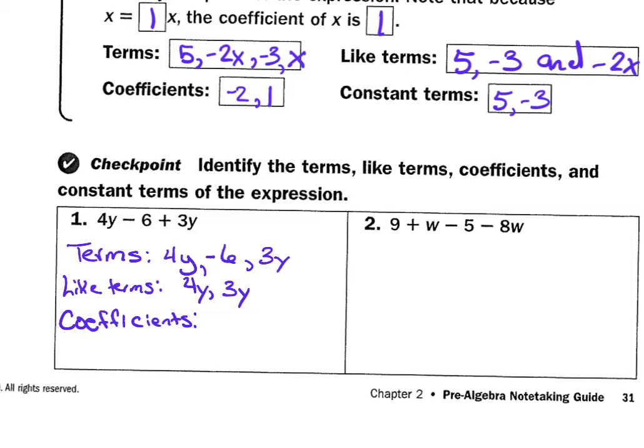are a 4 and a 3. And our constant, since we're subtracting 6, is going to be a -6. Okay, let's look at the next example.